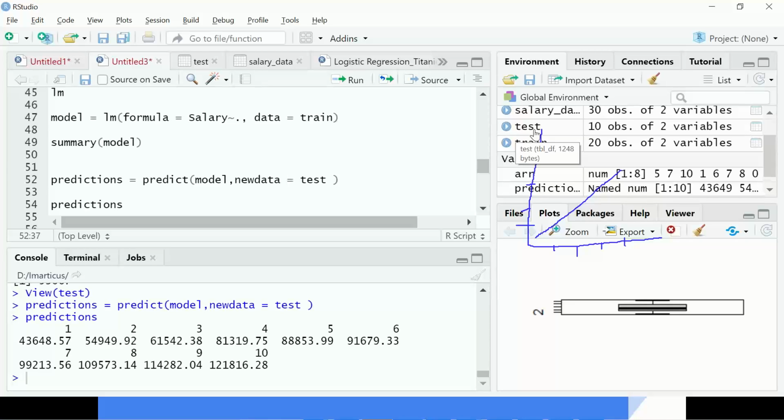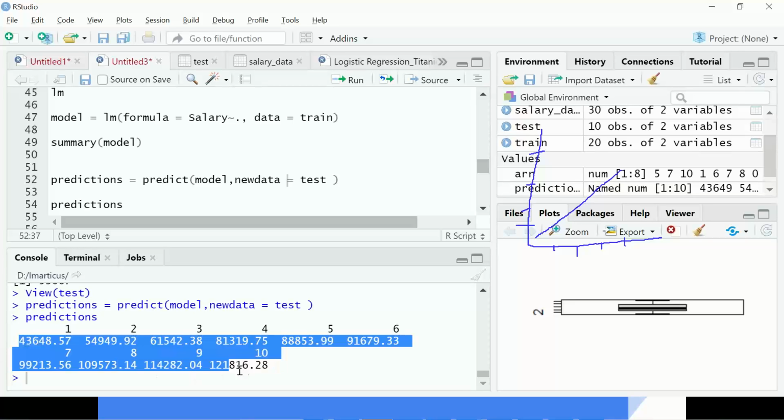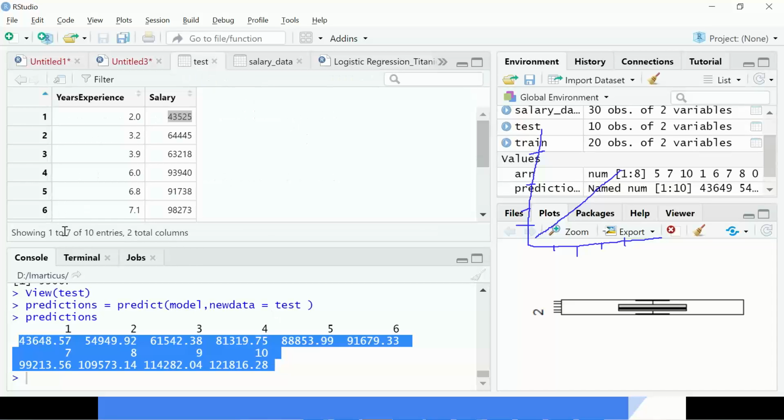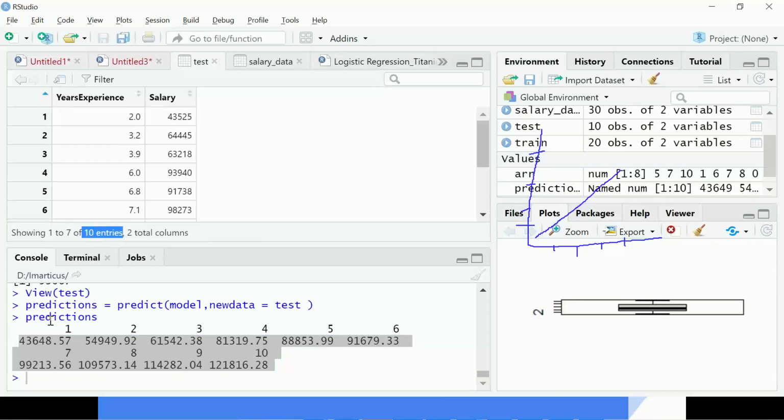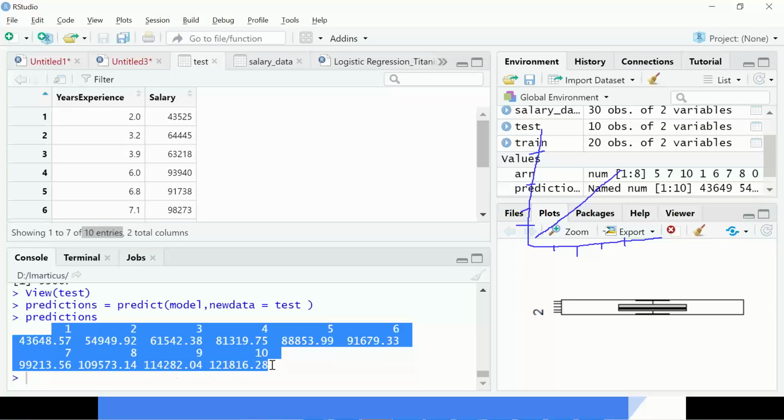And all these values, the 10 test data. We have a data frame test, and we had 10 rows in the test. If you remember, we had 10 rows in the test. You can see 10 entries. So I have got 10 predicted values. Is this what you were asking? Yes.